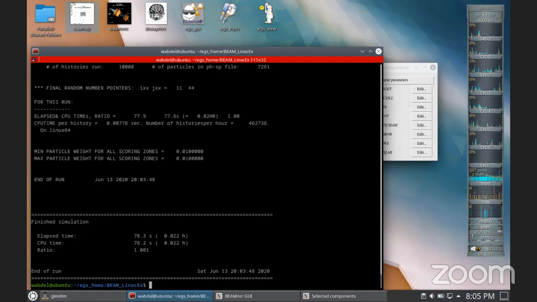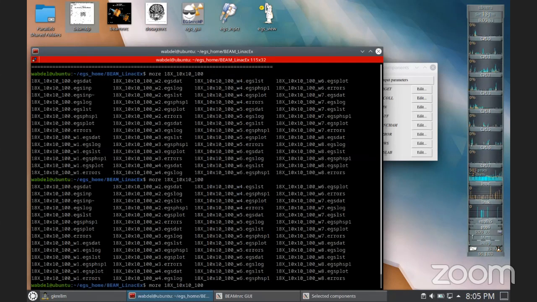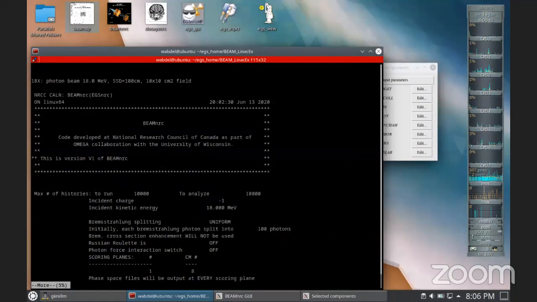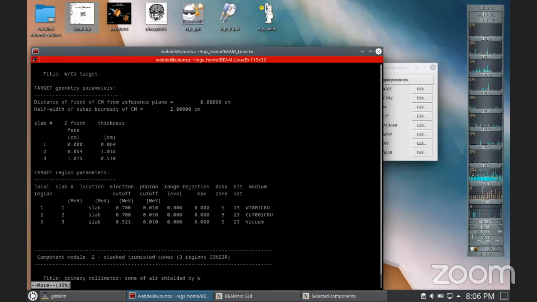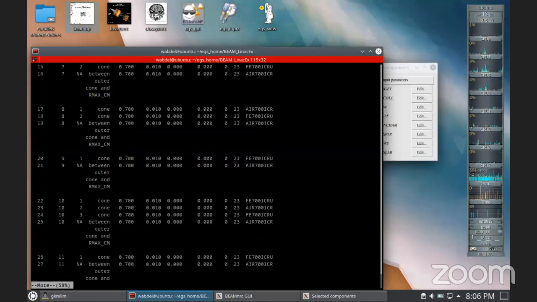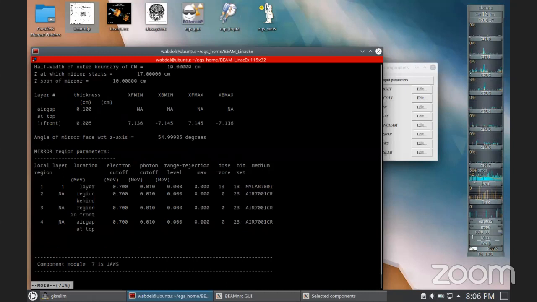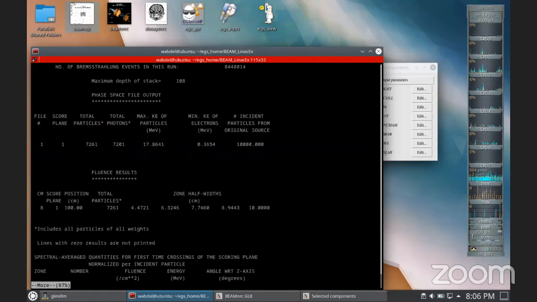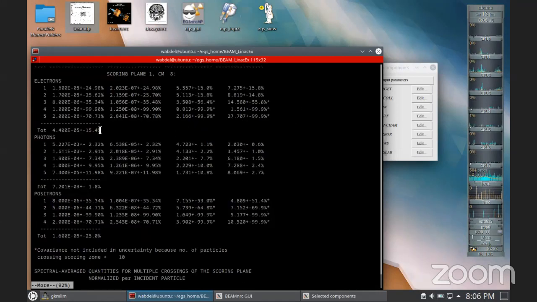So now, we can go and look at the plot data file. Probably I don't have anything scored. I thought I had something there, okay. In the list file, target region, is there something where we have the dose regions? There should be something in the output, phase space file output, scoring plane.